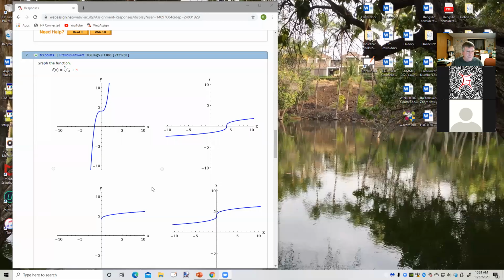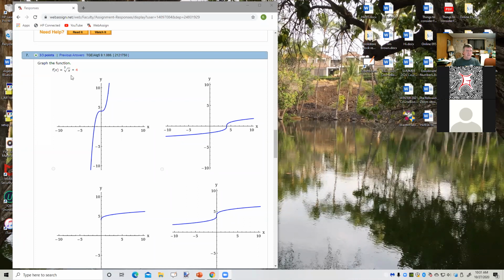It says graph the function, the cube root of x plus 4. Okay. So the cube root of x plus 4. Now, initially, I was going to switch over to the graphing screen and do all that. And I will do that ultimately if need be. But with just a few basic things, we can actually determine which of the 4 graphs this is.